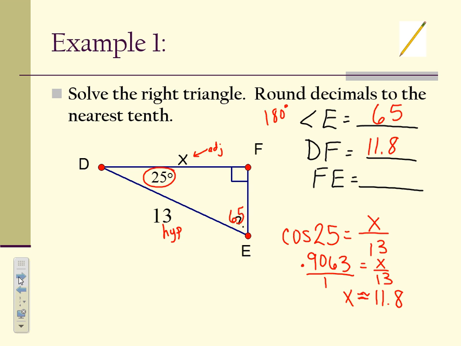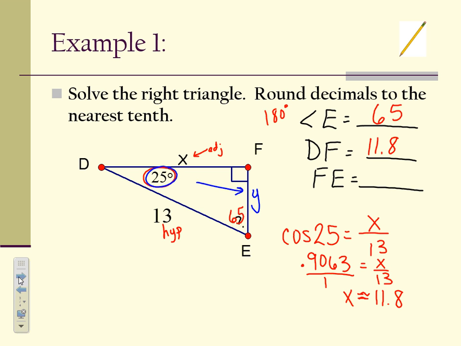And then the last thing on my list of things to find is FE. Well, FE would be this piece over there. I'm going to put a y on it. And we can do the same sort of thing using a sine, cosine, or tangent, sine in this case, to help me find y, because we're still at the 25, opposite and hypotenuse.